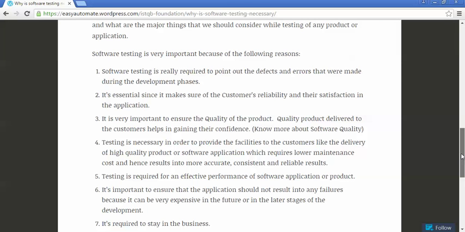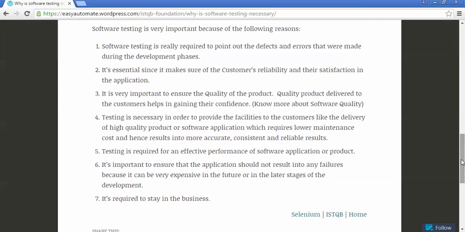Fifth point, testing is required for an effective performance of a software application or product. It is important to ensure that the application does not result in any failures because it can be expensive in the future or in the later stage of development. So you know that whenever we are testing software, if you find a bug at a later stage, maybe after the product goes live, that would be very costly to maintain.